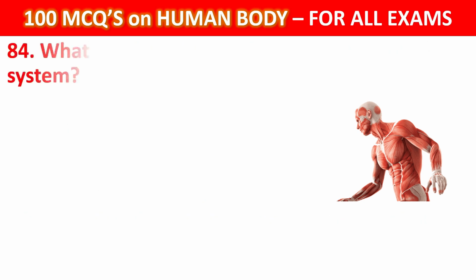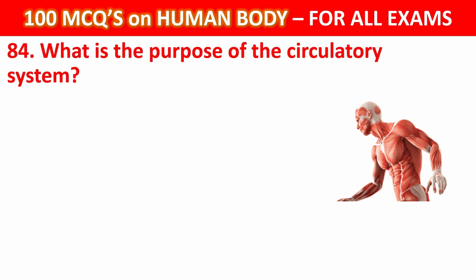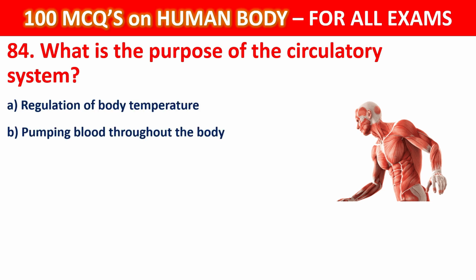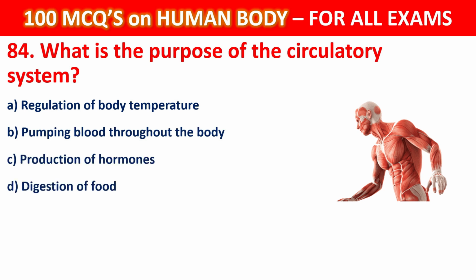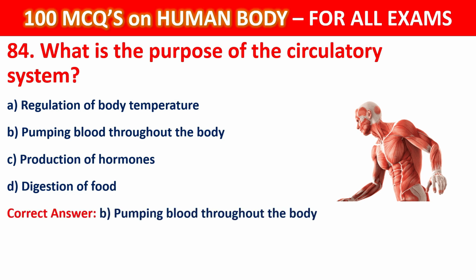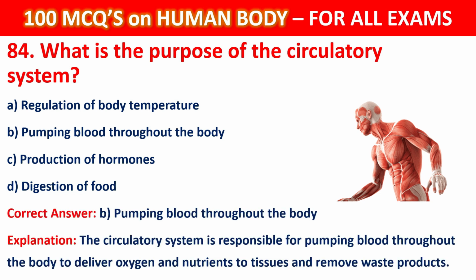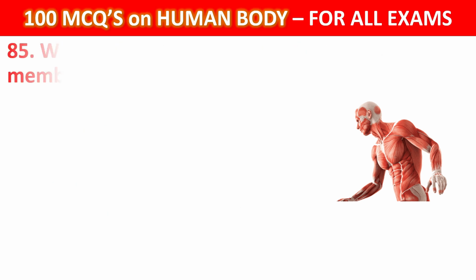Question number 84. What is the purpose of the circulatory system? Your options are regulation of body temperature, pumping blood throughout the body, production of hormones, or digestion of food. The correct answer is B, that is pumping blood throughout the body. The circulatory system is responsible for pumping blood throughout the body to deliver oxygen and nutrients to tissues and to remove waste products. Question number 85.